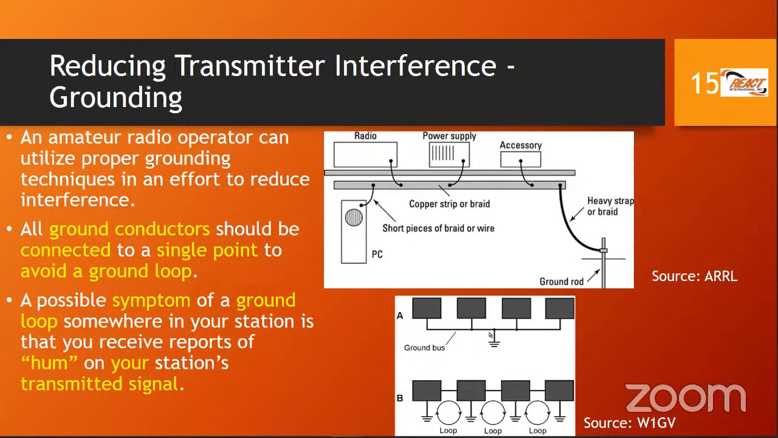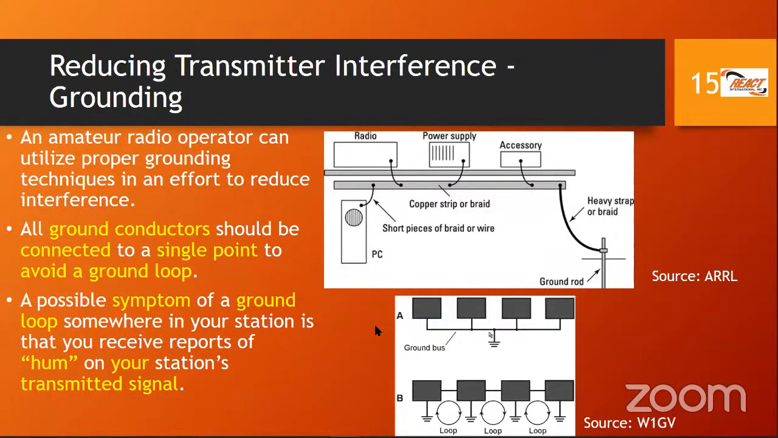Another way to reduce transmitter interference is grounding. We'll be talking a bit about grounding and bonding, alluding a little to electrical and RF ground. But grounding is very important as an amateur radio operator, and we need to learn what proper grounding is. We need to know the technique. Why? Because proper grounding can and does reduce interference.